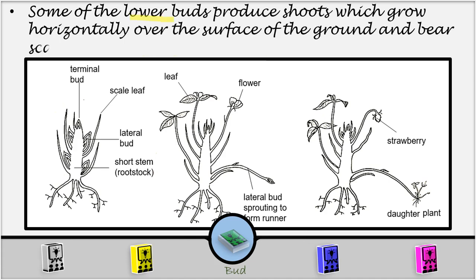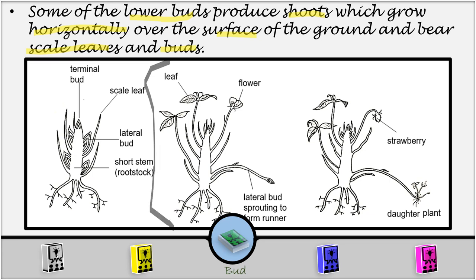Some of the lower buds produce shoots which grow horizontally over the surface of the ground and bear scale leaves and buds. So if you look here, let's go back to our strawberry here, you will see that there are these lower buds. The lower buds are in the lower leaves here. These lower buds produce lateral buds which sprout to form runners. They end up forming runners.